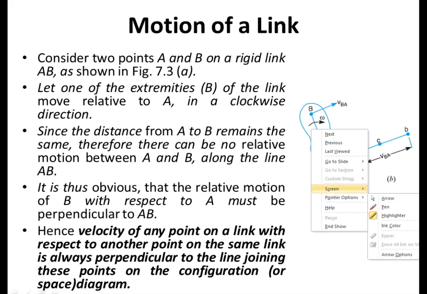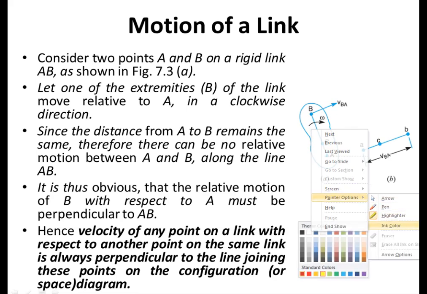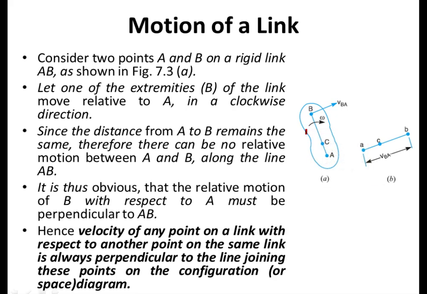What is the angular direction you can see there? Omega. The direction is clockwise, so this is known as the clockwise direction. So you can see link AB, from point A to point B, and at this point B, one of the extremities of the link, we are taking it to move relative to A in the clockwise direction.